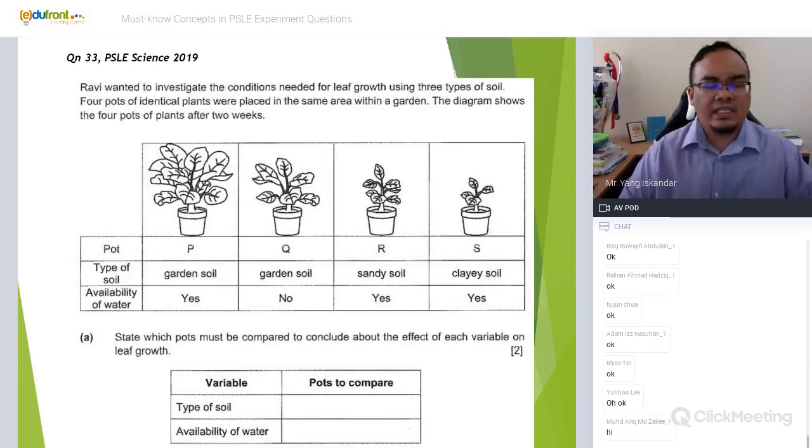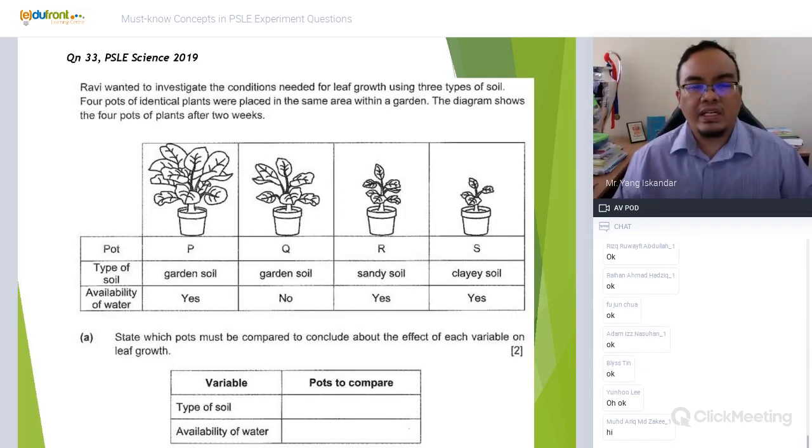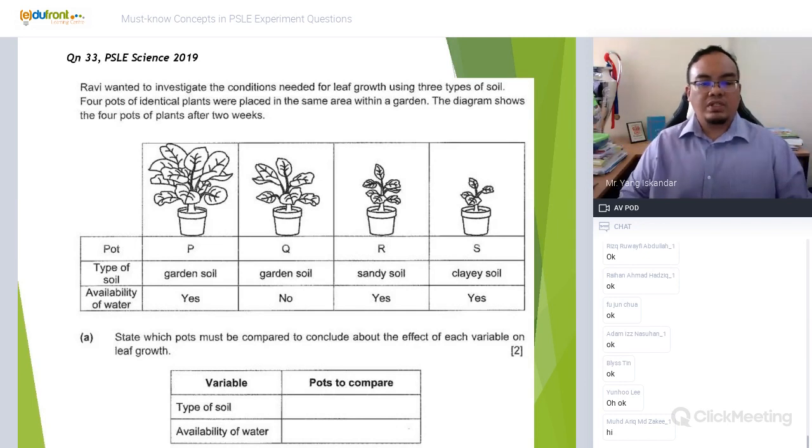Let's take a look at this. This is taken from last year's PSLE, question 33, an open-ended question. Ravi wanted to investigate the conditions needed for leaf growth using 3 types of soil. This question is also relevant for P5, so as a P5 student, you should be able to answer it as well. Four pots of identical plants were placed in the same area within a garden. The diagram shows the 4 pots of plants after 2 weeks.